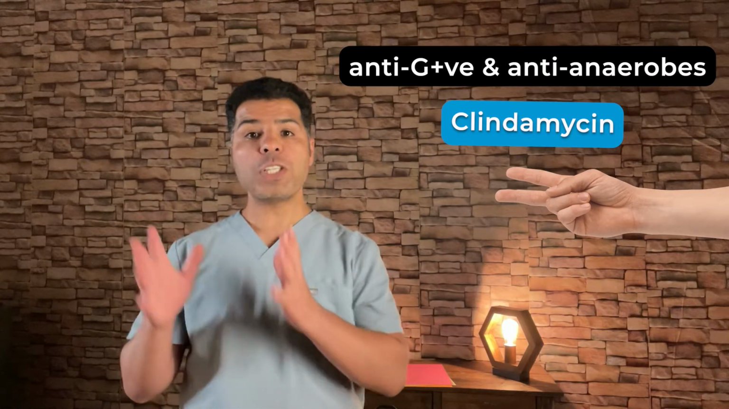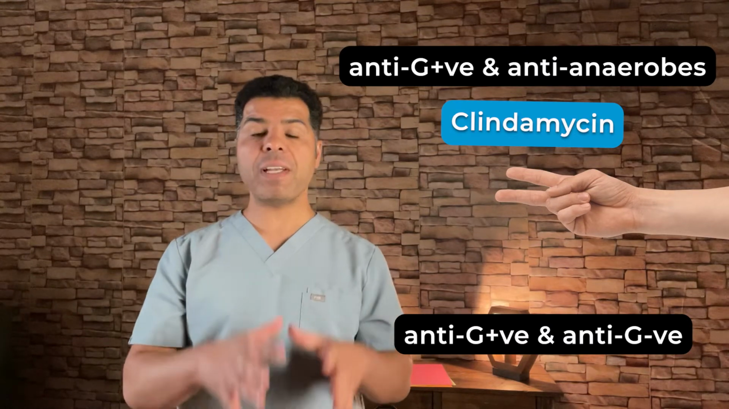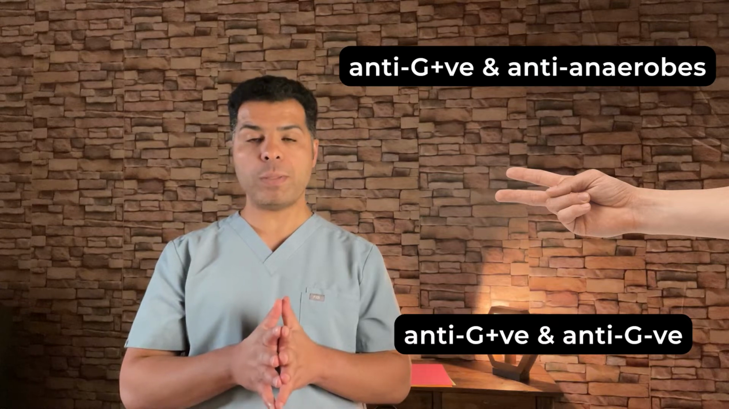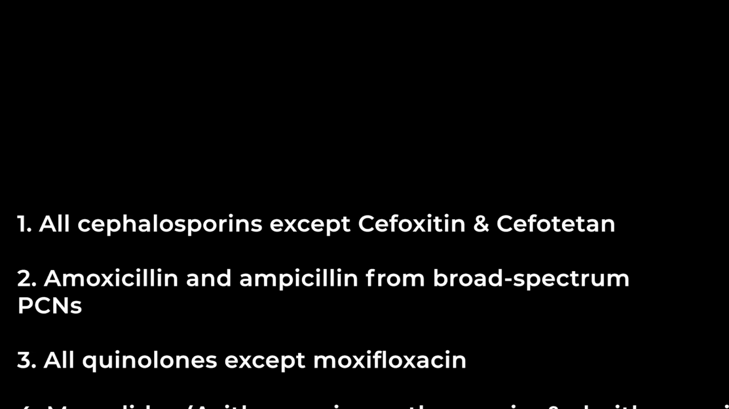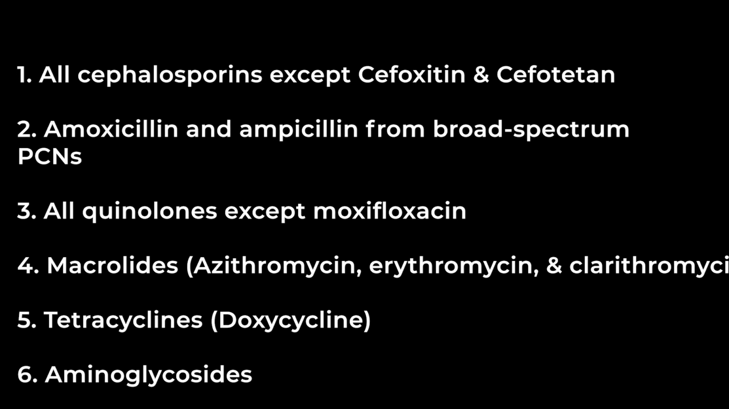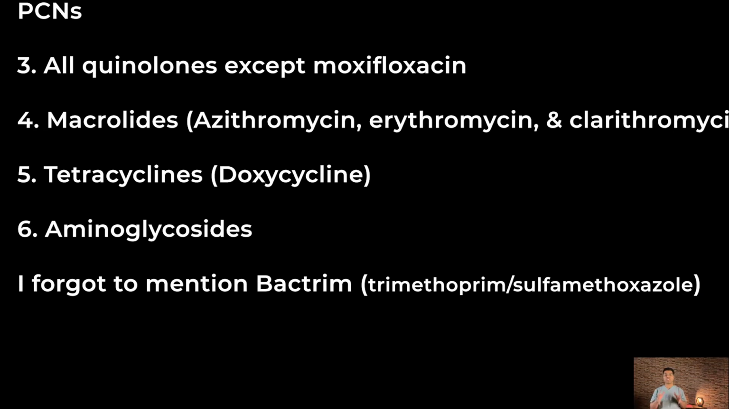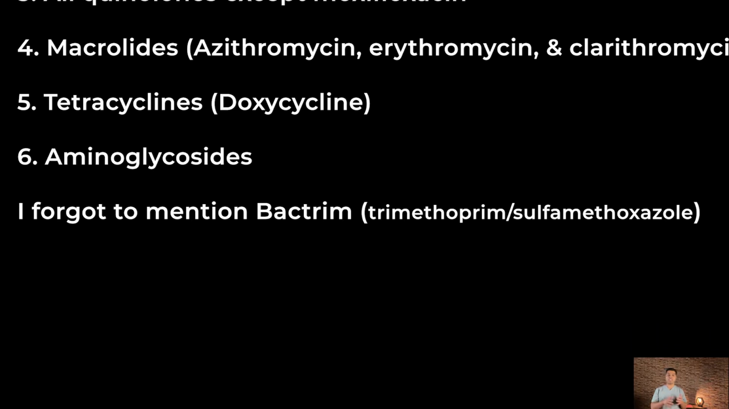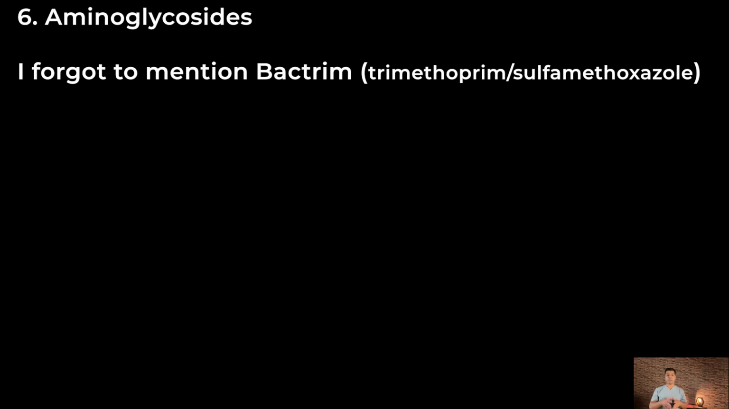The second category is the anti-gram-positive and anti-gram-negative group, but without any clinically significant anaerobic coverage, and this includes the following. Are we ready to count? All cephalosporins except cefoxitin and cefotetan, which are active against anaerobes as well. Amoxicillin and ampicillin from the broad-spectrum penicillins, all quinolones except moxifloxacin, which is active against anaerobes as well, macrolides, azithromycin, erythromycin, and clarithromycin, the tetracycline family, including, of course, doxycycline, and the aminoglycosides gentamicin, tobramycin, and amikacin. Remember that aminoglycosides are mainly used synergistically with other antibiotics.